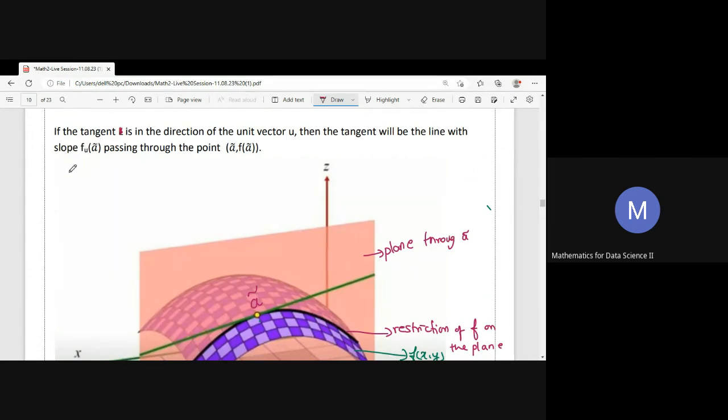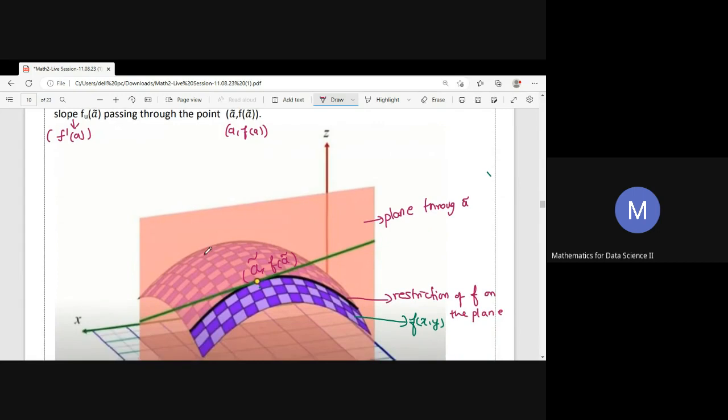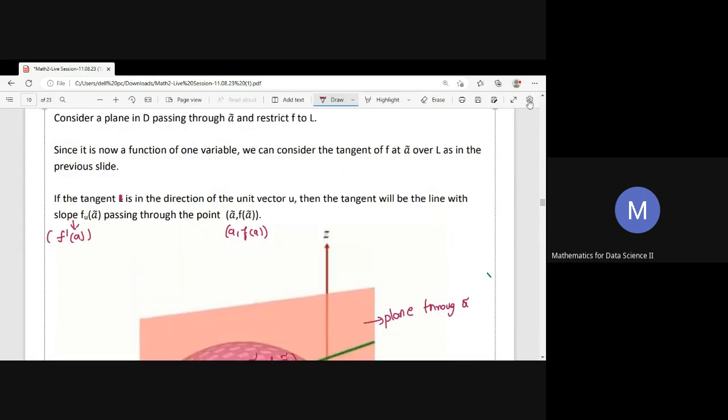Here earlier, what did we consider in one dimension? F dash of A, with slope f dash of A. That is the analog in the one variable case. And what is the point it is passing through? It is passing through A comma f of A, and here it is passing through A tilde comma f of A. So you see that it is very analogous to whatever we have seen in the case of 2D. So this is in a particular direction of the unit vector u. So this plane is now passing through this unit vector u.